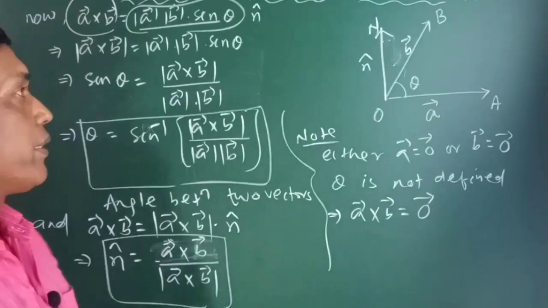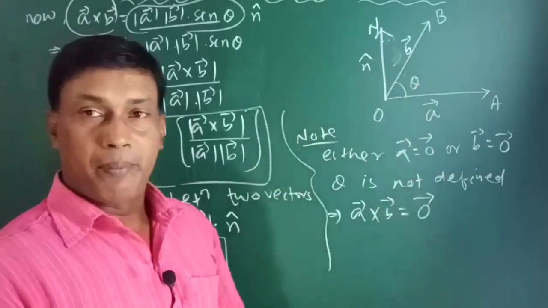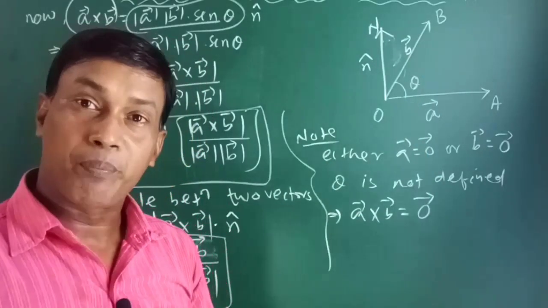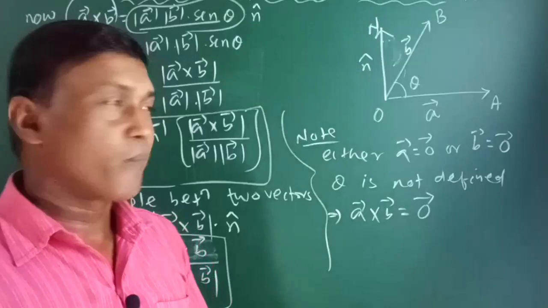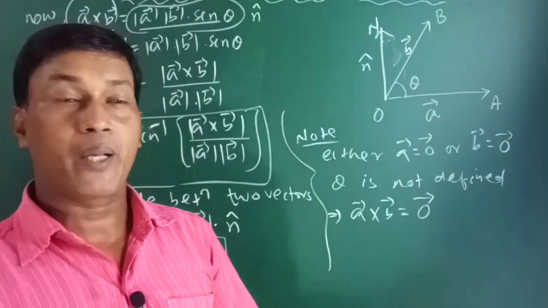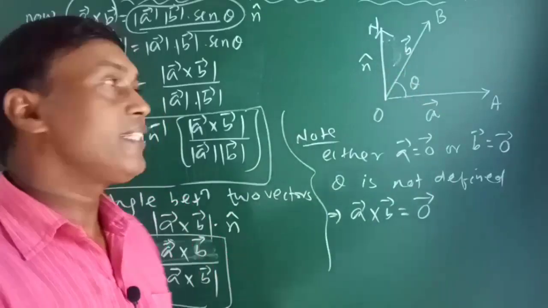So dear student, A vector and B vector, the two vectors, are given. You have to find a vector which is perpendicular to A and B. The vector which is perpendicular to A and B is A cross B.